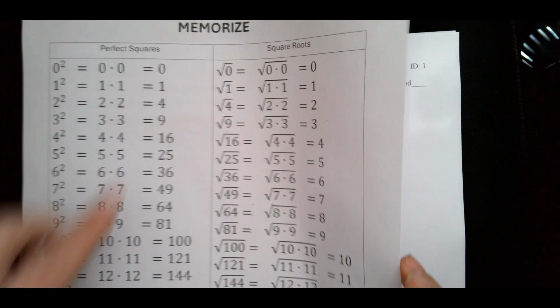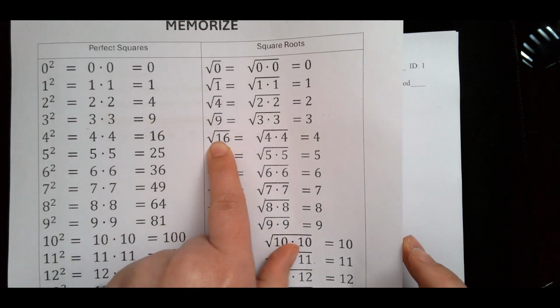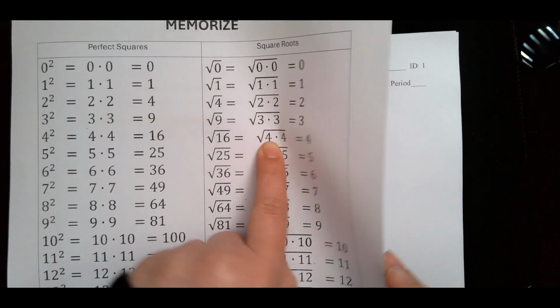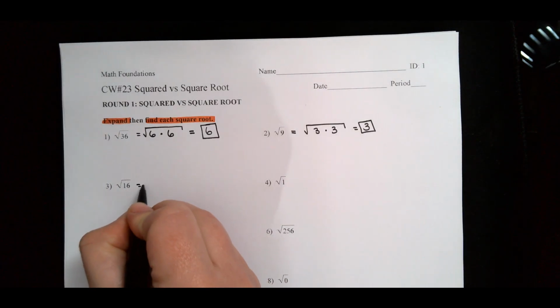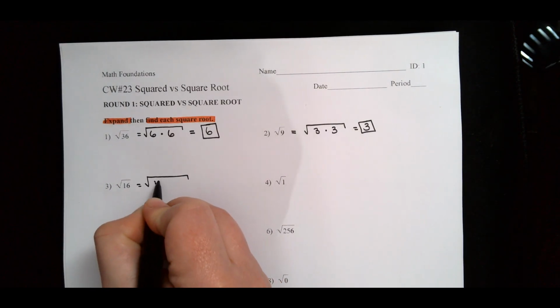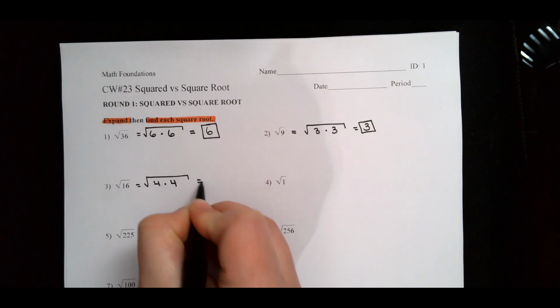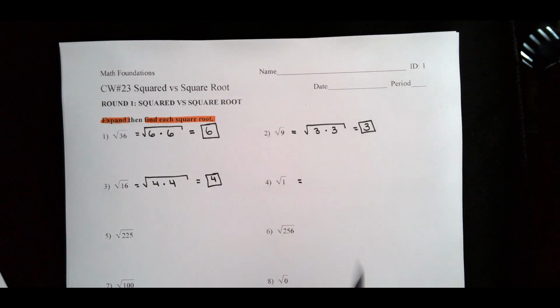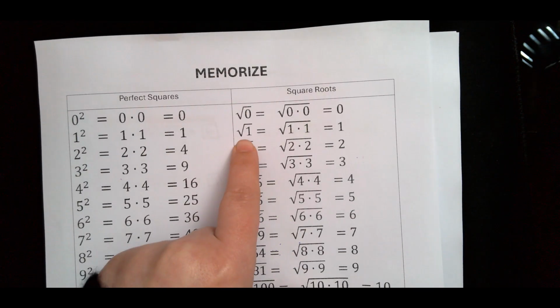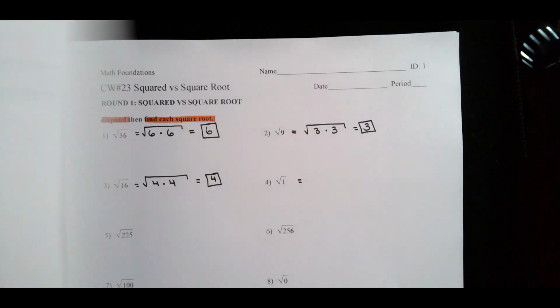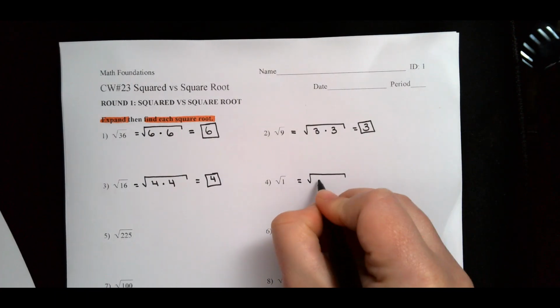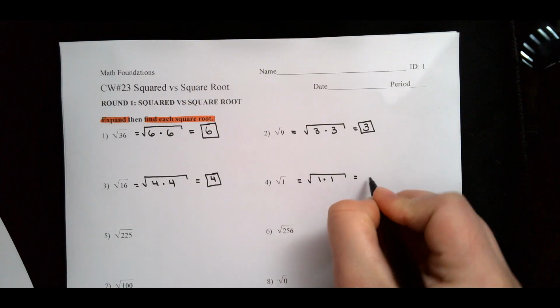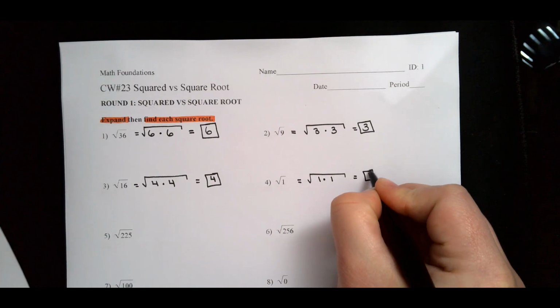16. So again, let's look here. The square root of 16 means the square root of 4 times 4, which means my answer is 4. And you're going to keep doing that over and over. Here's the square root of 1, which means 1 times 1 gives you 1. So that means my answer is 1.